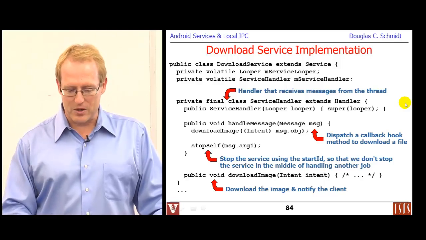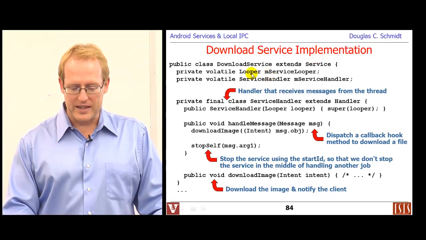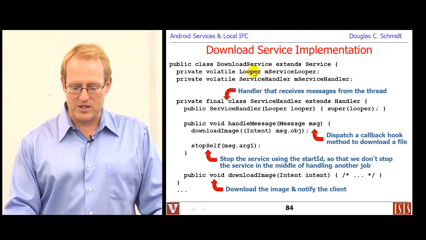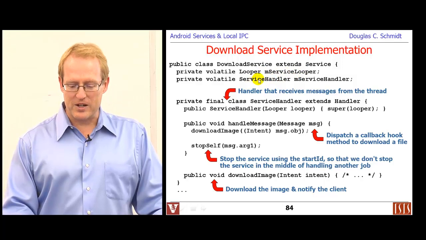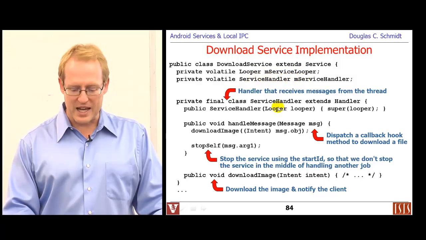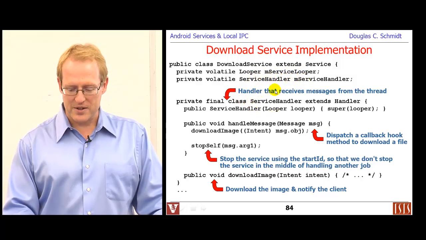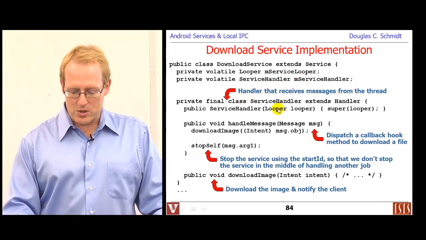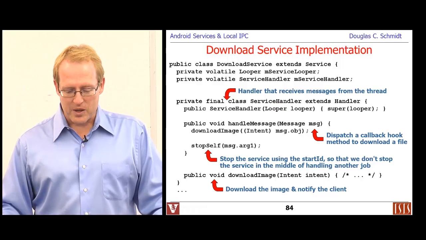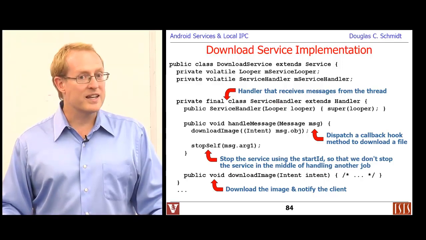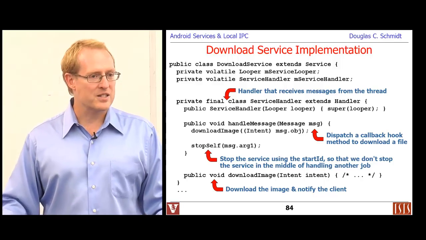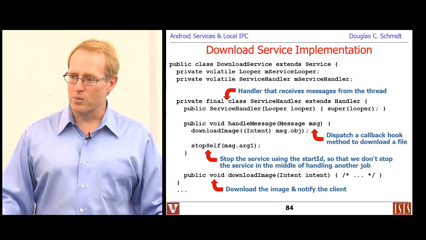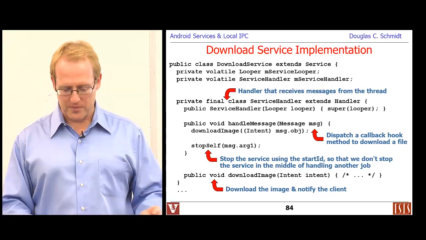So we have a download service, which extends service. And then in this particular case, we create ourselves something called a looper, which is called mServiceLooper. And we then define ourselves an instance of something called a service handler, which we define here as a nested class. And service handler, as you see, is going to do some things. So service handler is actually going to extend handler. And so by extending handler, that means it's going to get access to a message loop. And we'll see how this gets used in a second.